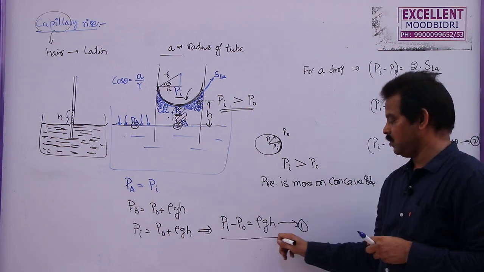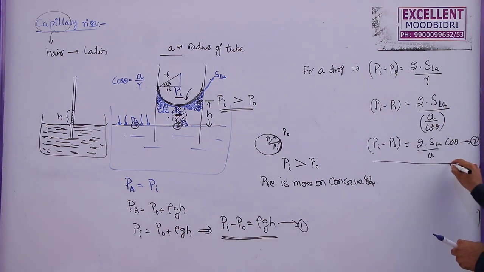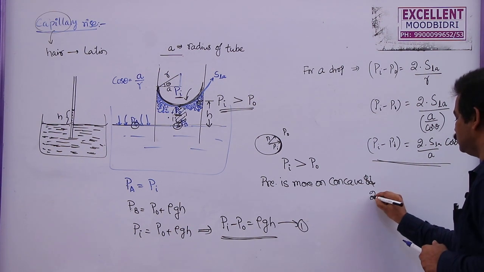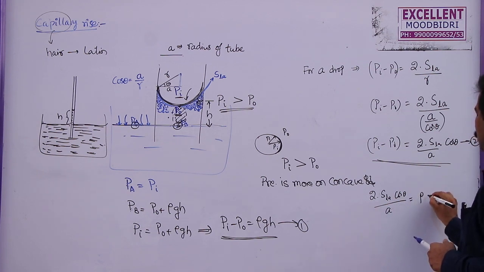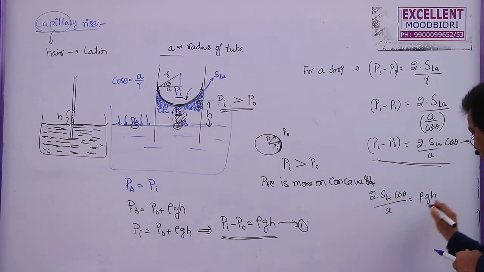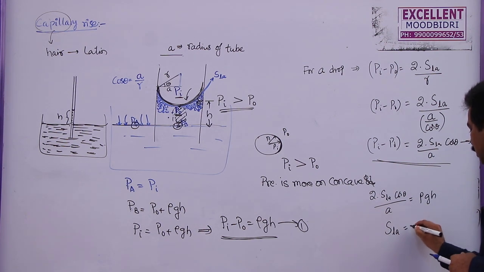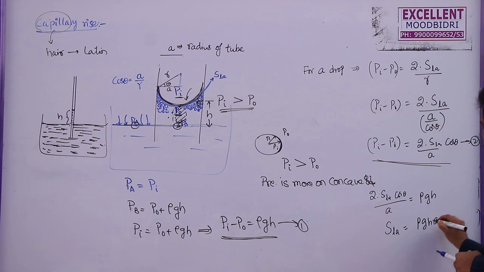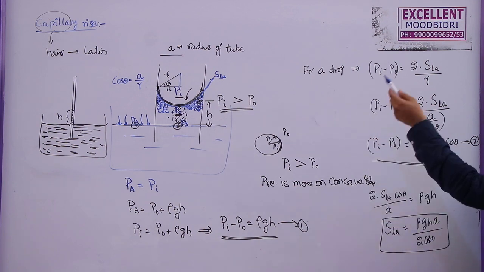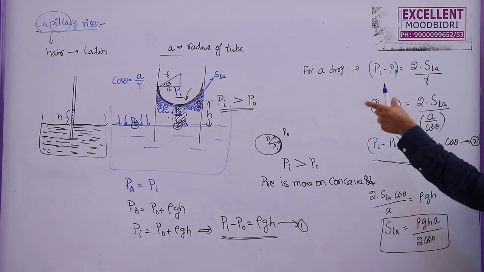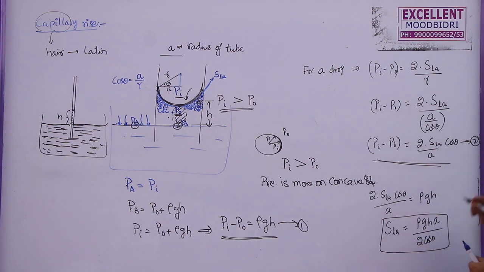In equation 1 I got Pi minus P0, and in equation 2 I got Pi minus P0, so these two must be equal. So 2 times the surface tension of the liquid times cos theta by A is equal to rho g h. From this, if you cross multiply, S_L is equal to rho g h A by 2 cos theta, where rho is the density of the liquid that we are taking, g is 9.8, h is the height of the liquid raised, and A is the radius of the capillary tube. So this is the surface tension of that liquid with air.